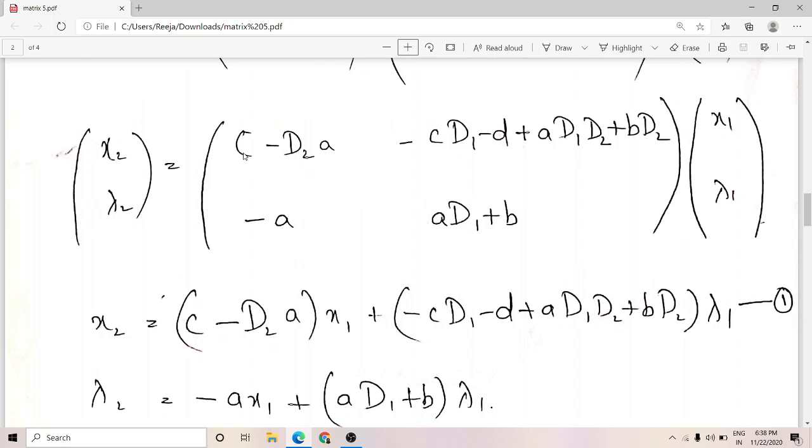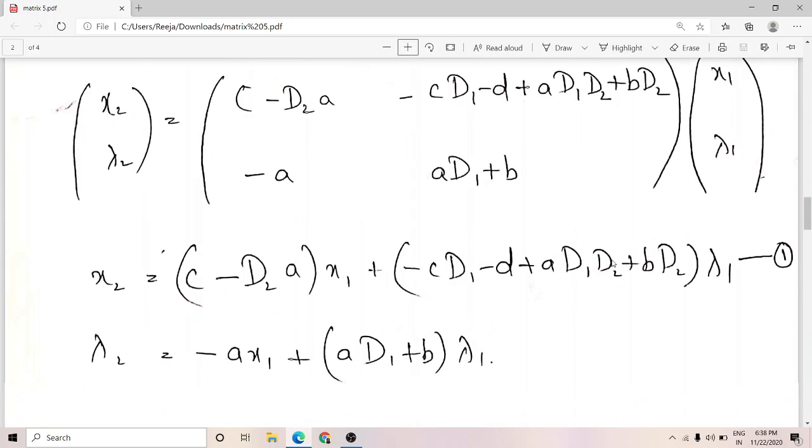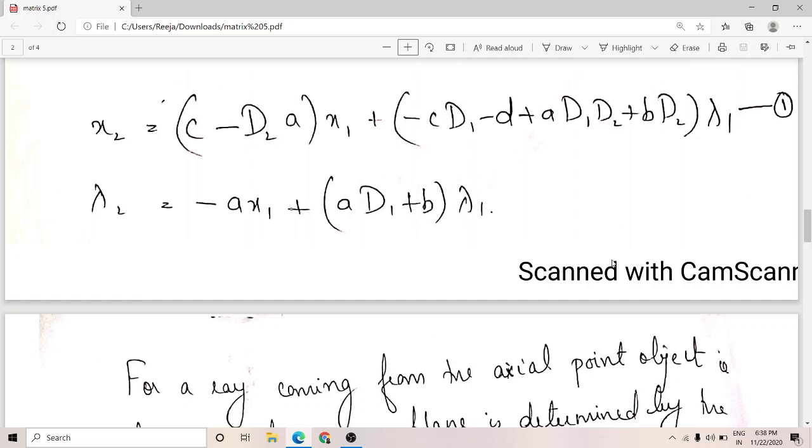So x2 is equal to c minus d2a into x1 and this whole term into lambda 1. That is our first equation, and lambda 2 is equal to minus a into x1 plus a capital D1 plus b into lambda 1. So that is our second equation.